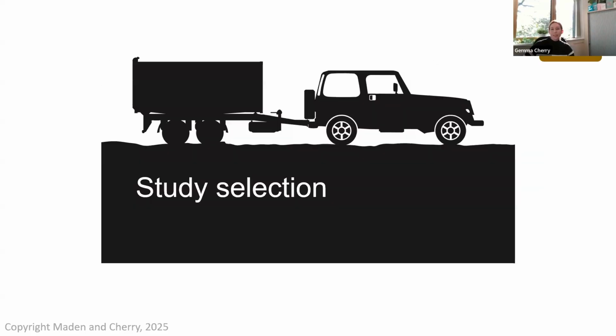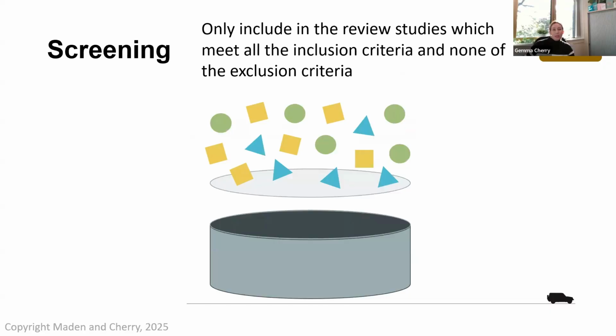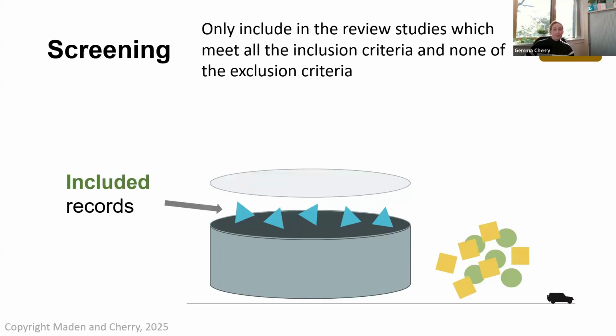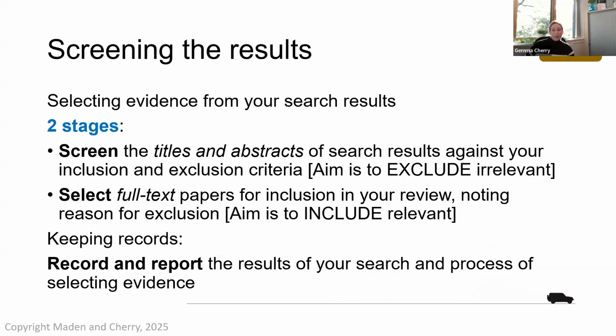Okay. So your next job, when you have run your searches, is to select relevant studies for inclusion in your review. And you only want to include in your review studies which meet all of your inclusion criteria and none of your exclusion criteria. So you want to filter out irrelevant studies and include the ones that are relevant to your review question. And there are 2 stages that you can use to do this.